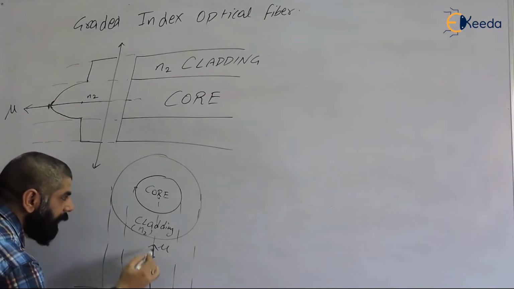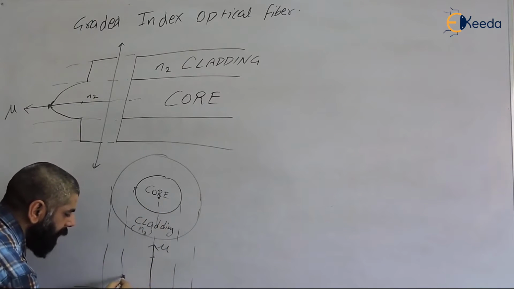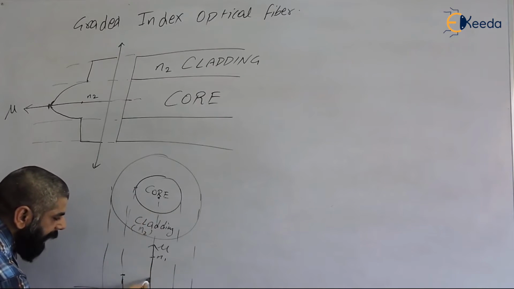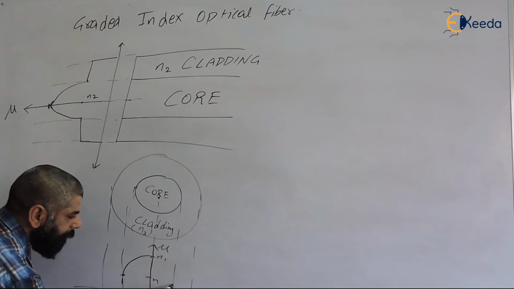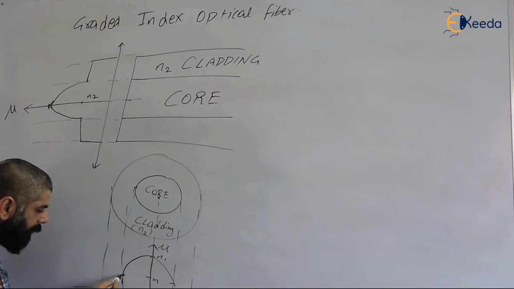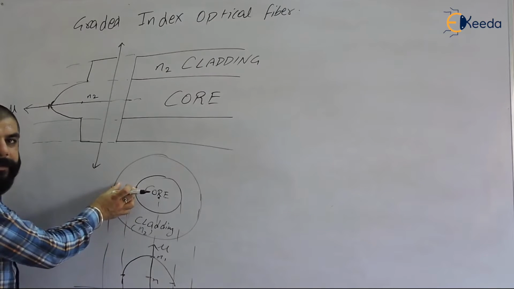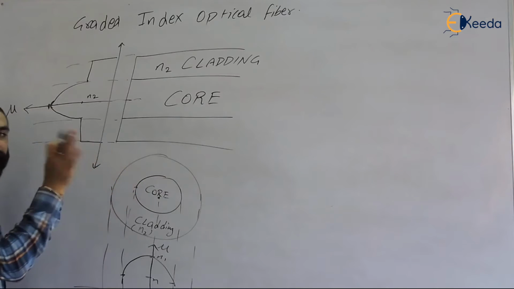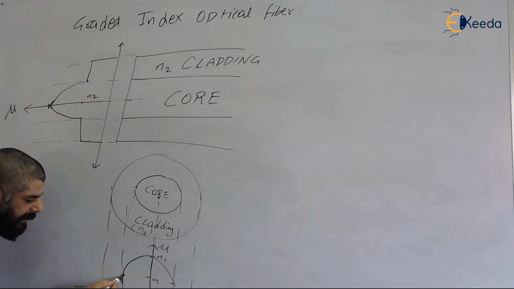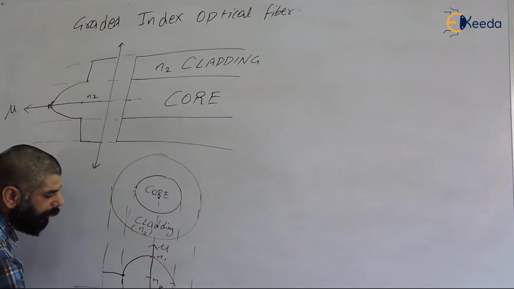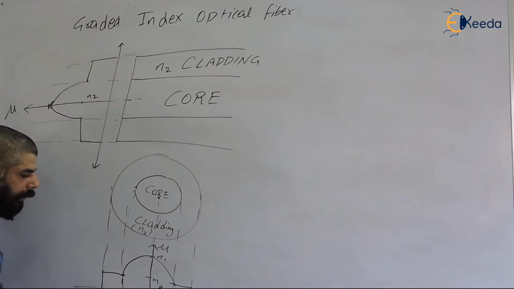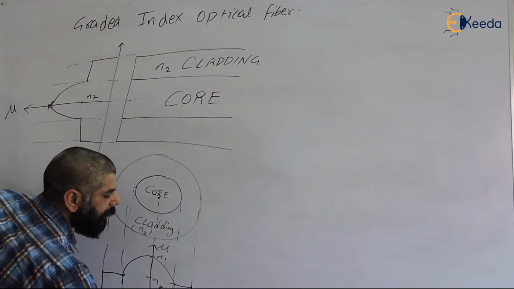If at the axis it has a value of N1, and at this point the value is N2, so it is decreasing. But from this distance to this distance, the refractive index of the cladding is constant, equal to N2. So this is the refractive index profile.